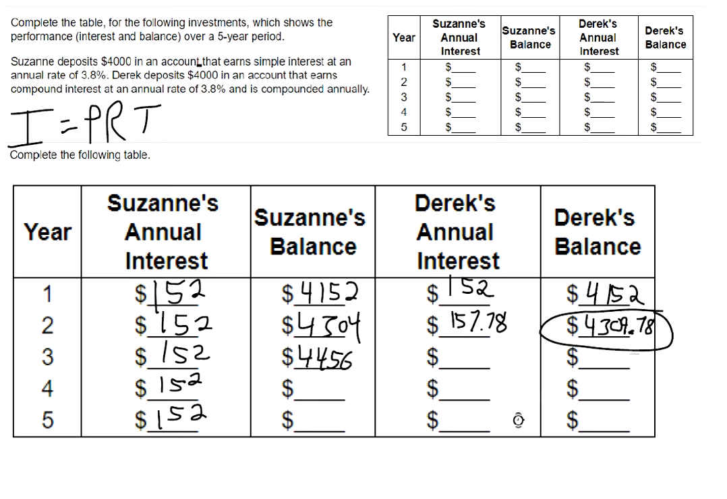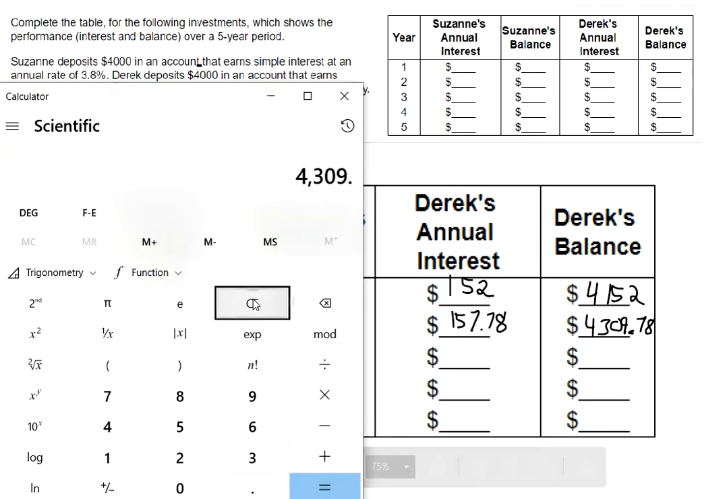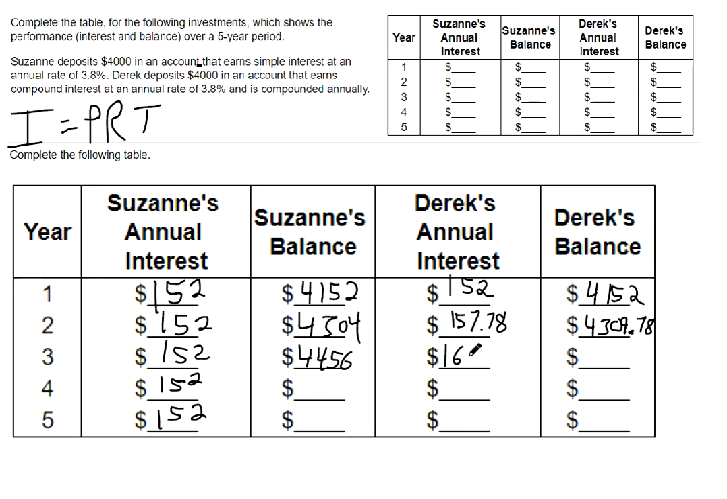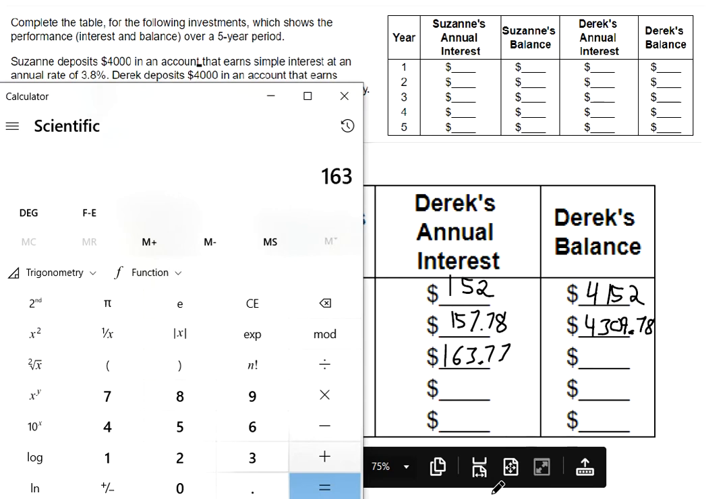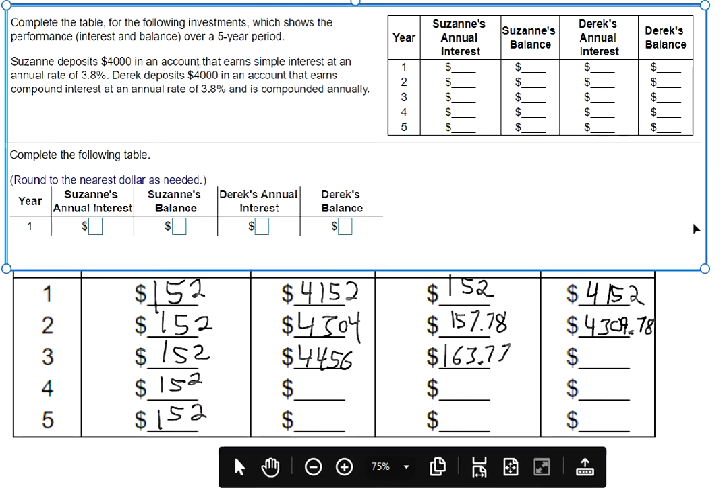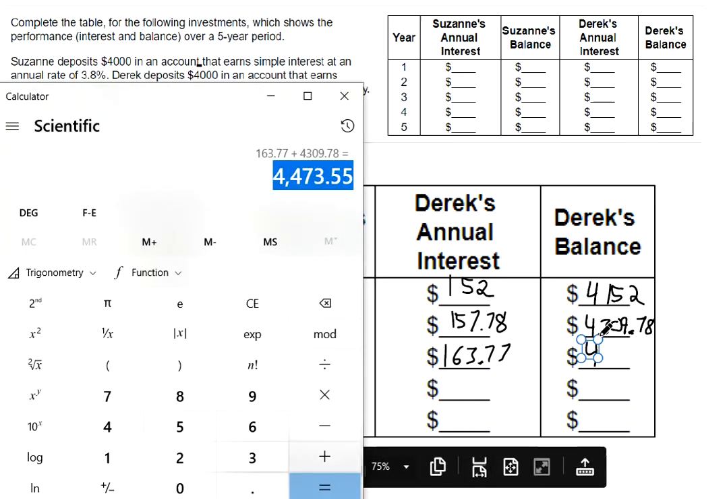Derek's is different though. We need to use that new total, that growing total, to help calculate interest. We multiply that by Derek's rate, which is 3.8% as a decimal, times 1 year. So this is the new amount Derek is collecting, $163.77. So Derek's new balance is $4,473.55. Oh, what did I do? I'll leave the rest for you, 4473.55.